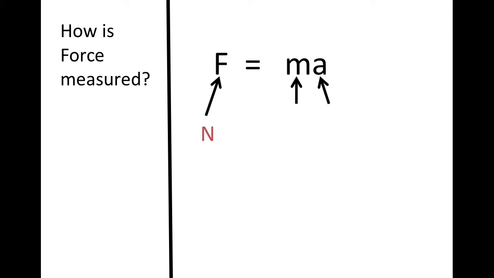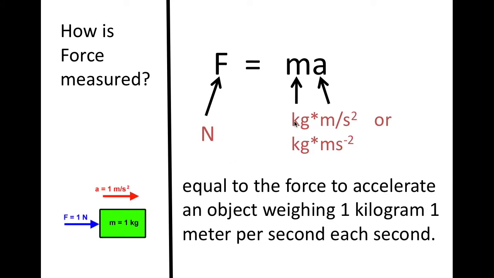How is force measured? It's measured in newtons. So force is mass times acceleration. The units of measurement are kilograms, and then the acceleration we all know to be meters per second squared, which can also be denoted as s to the negative 2. So 1 newton is equivalent to 1 kilogram meter per second squared. It is the force needed to accelerate an object weighing 1 kilogram at 1 meter per second, each second. So you can push a mass of 1 kilogram with 1 newton of force, accelerating at 1 meter per second squared. That is what 1 newton is.